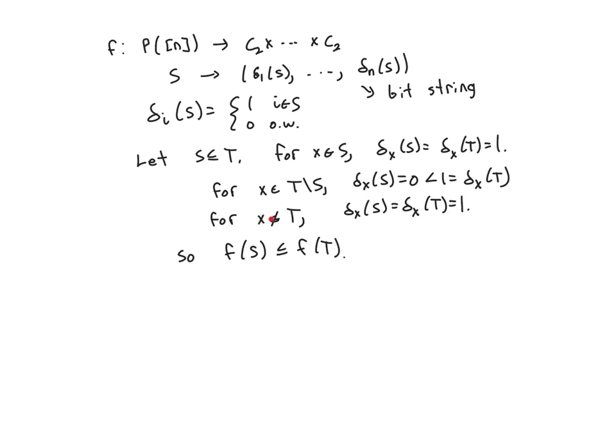And when x is not even an element of T, then it can't be an element of S either, and so both these functions are 0. And so you see, coordinate by coordinate, one of these three cases holds: either you have an equality or a strict inequality. And so since each coordinate in this string is less than or equal to the corresponding coordinate in this string, by definition of Cartesian product, we have the inequality as well.